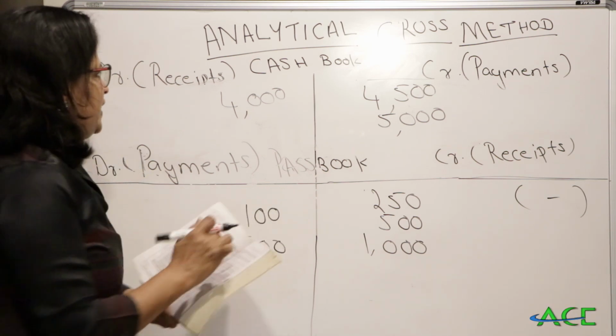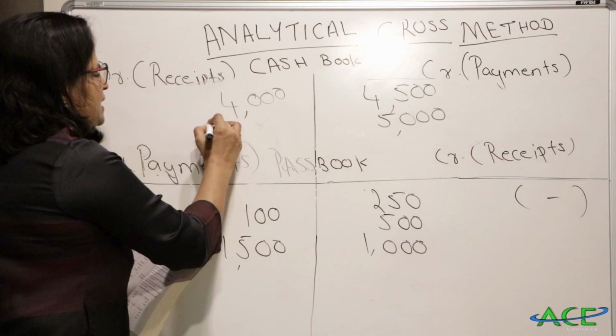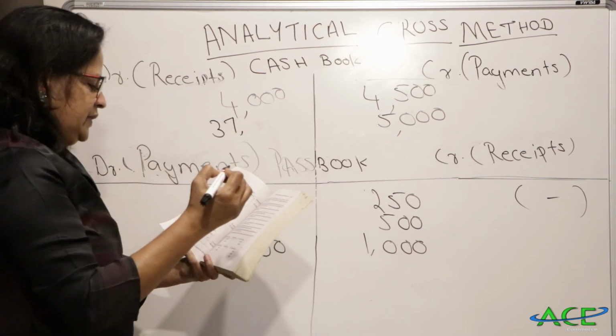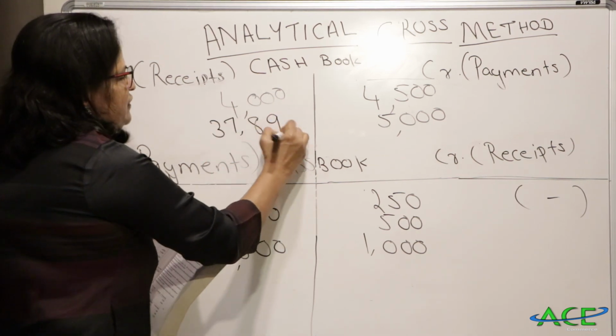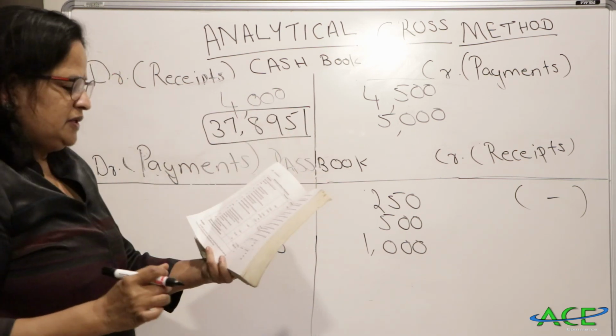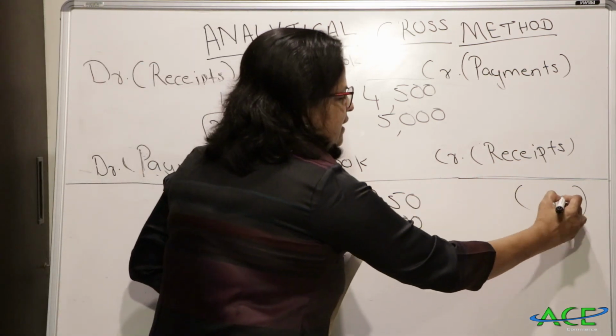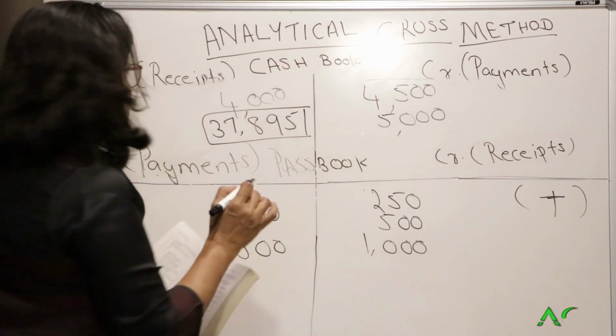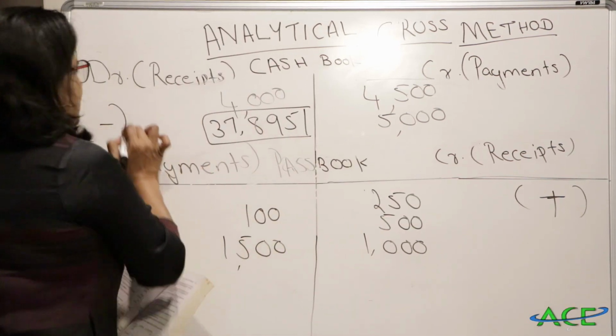Now, the merchant's cash book balance disclosed a debit balance of 37,895. So here it is the actual balance. Now the signs. Here it is a plus sign, it's not overdraft. The last problem was overdraft. There it was plus here and minus here.